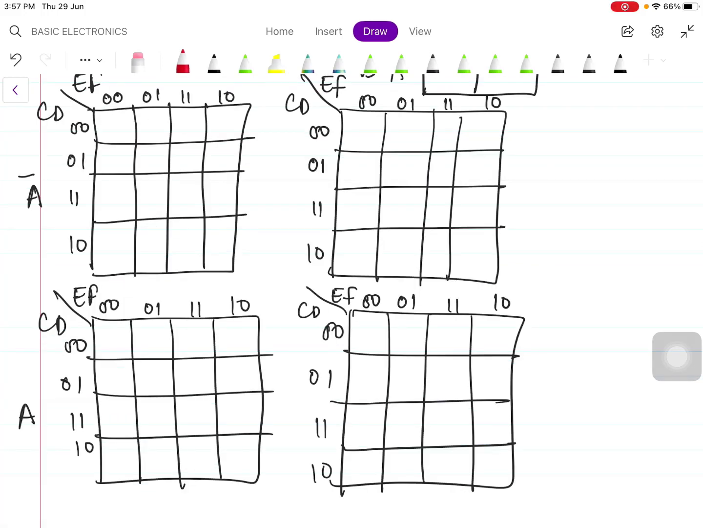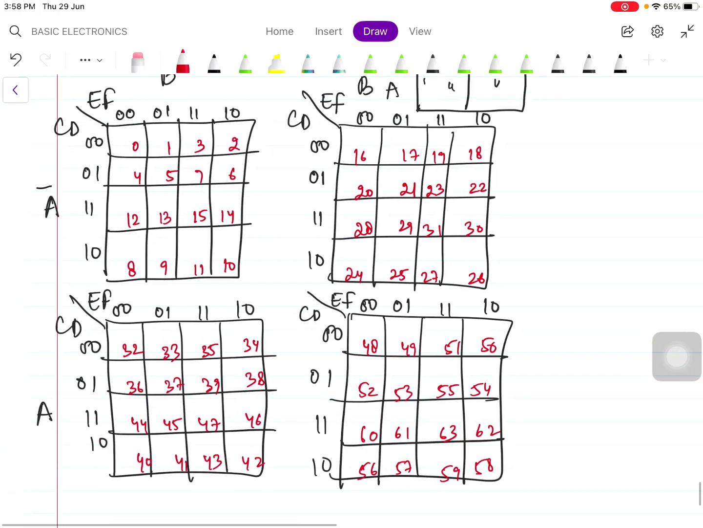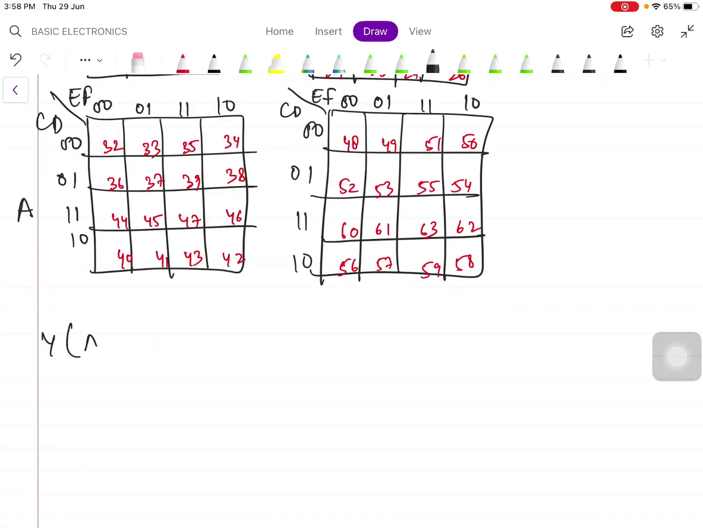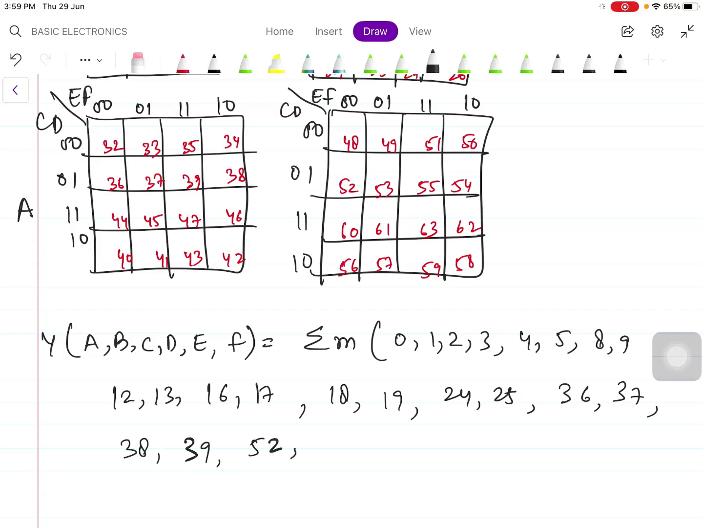Now do the numbering. Let's do the numbering now up to 63. Now let's solve a question through this particular structure. Question is y a b c d e f is equal to summation m 0 1 2 3 4 5 8 9 12 13 16 17 18 19 24 25 36 37 38 39 52 53 60 61. This is the question. Let's fill the ones over here.